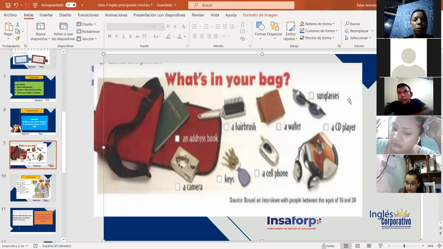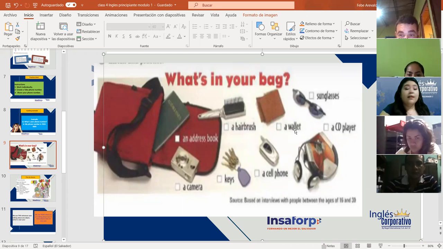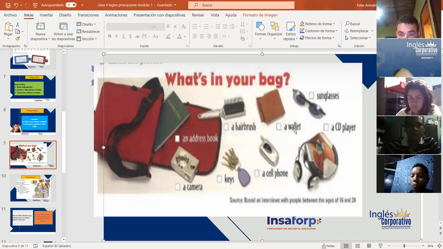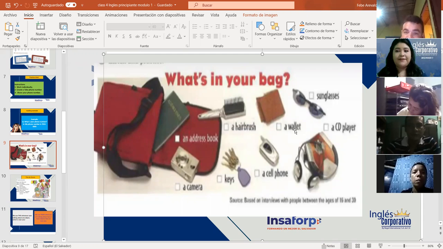Ajá, Roberto. What is a wallet? Let me see if I have mine. I have mine over here. This is a wallet, the one in which you can have your money, your documents, everything.